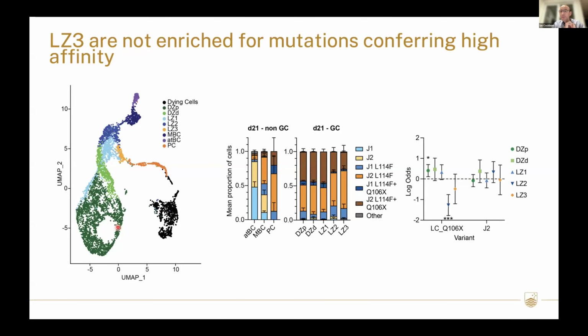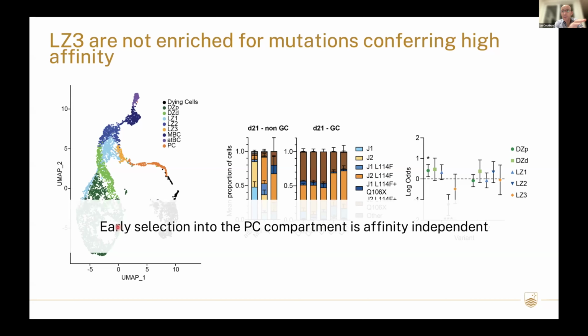And again, same thing. So we see very strongly that these LZ2 cells don't have this mutation, but the LZ3 cells do, but they certainly don't have it to a greater degree than the cells that seem to be continuing to recycle through the germinal center. And so from this, we kind of concluded that this early selection into the plasma cell compartment is affinity independent.